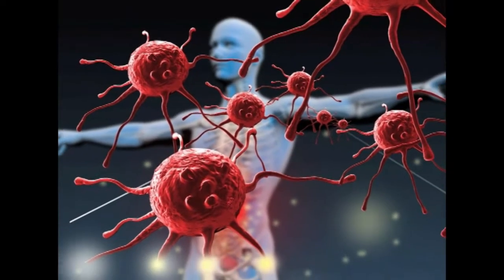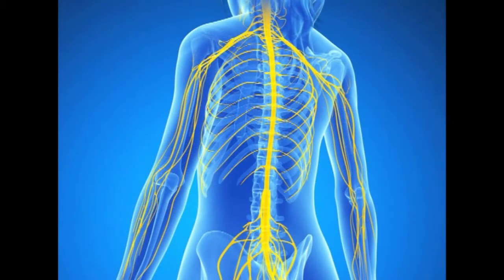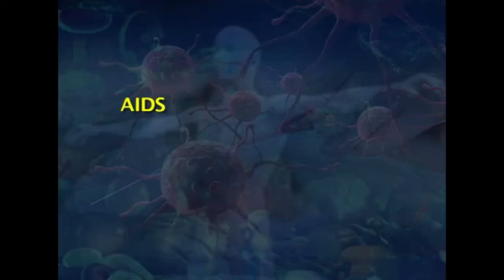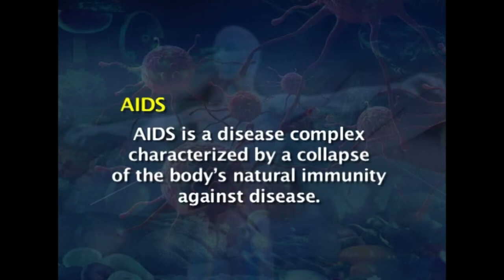Evidence showed that the AIDS virus may also attack the nervous system, causing damage to the brain. AIDS is a disease complex characterized by a collapse of the body's natural immunity against disease. Every part of the human body may be affected.